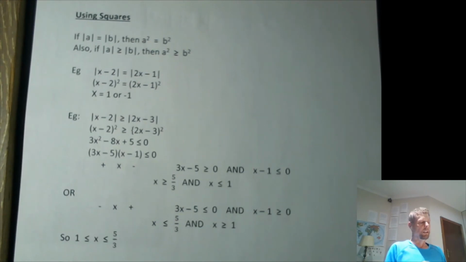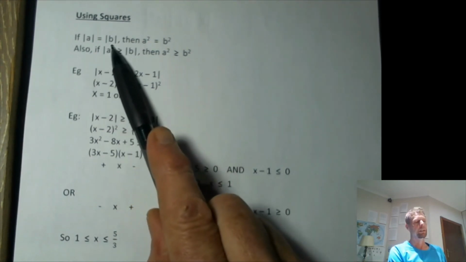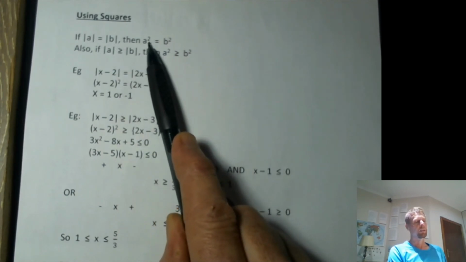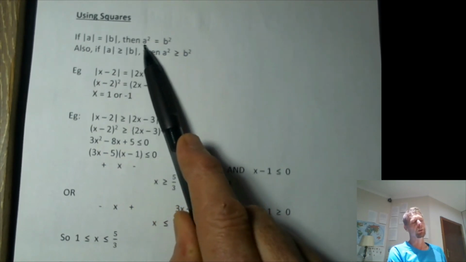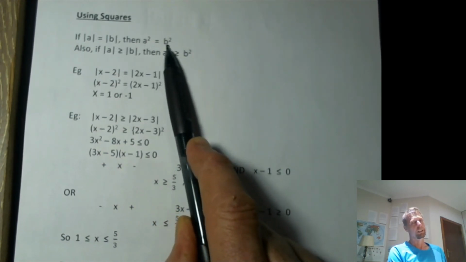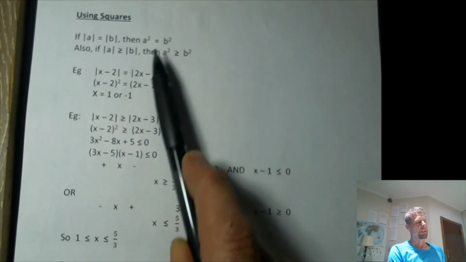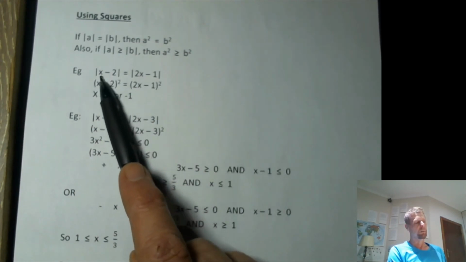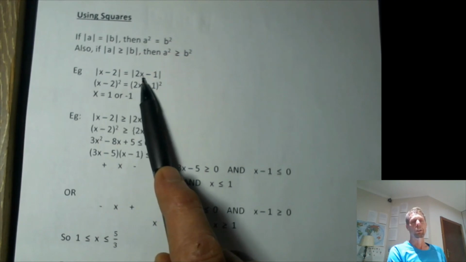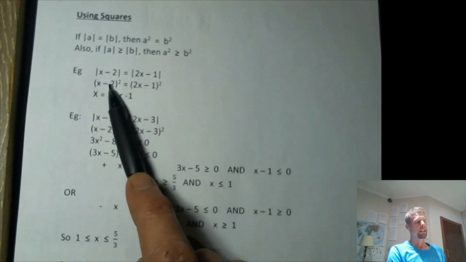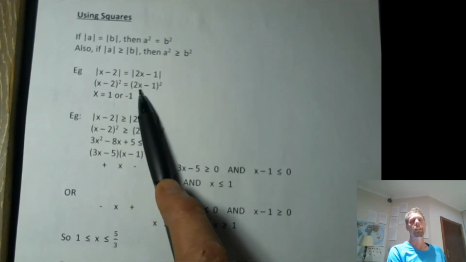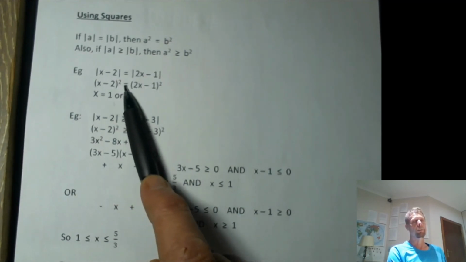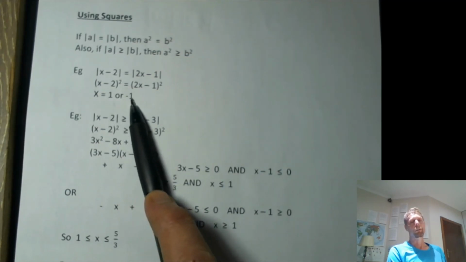Then finally with the modulus, one can use squares as well to find either inequalities or equalities. So if mod a is equal to mod b, it follows that a squared equals b squared, because mod a is positive, mod b is positive, and if you square them and they're equal, it makes sense that the squares would also be equal. So if I took an example like this, where mod x minus 2 equals mod 2x minus 1, and square both sides, I get a quadratic on the left-hand side, a quadratic on the right-hand side, and if I rearrange these and take out the factors, or find the roots of it, I'll find that x equals 1 or minus 1, and you can do that exercise. It's quite a simple one.